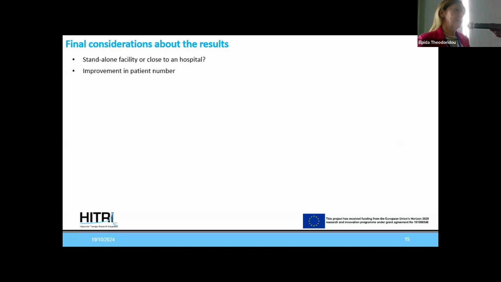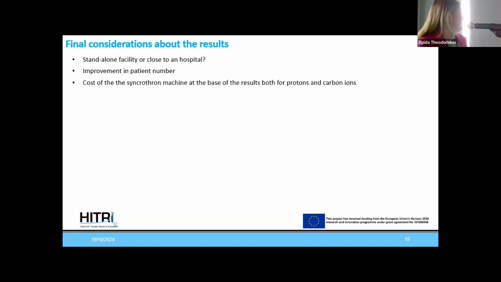And an improvement in patient number surely can help to lower the cost in terms of indirect cost because they are allocated on a higher number of patients. But reducing improvement in patient number means reducing our time of treatment, and this can be against the scope of the hadrontherapy that frequently treats complex patients.